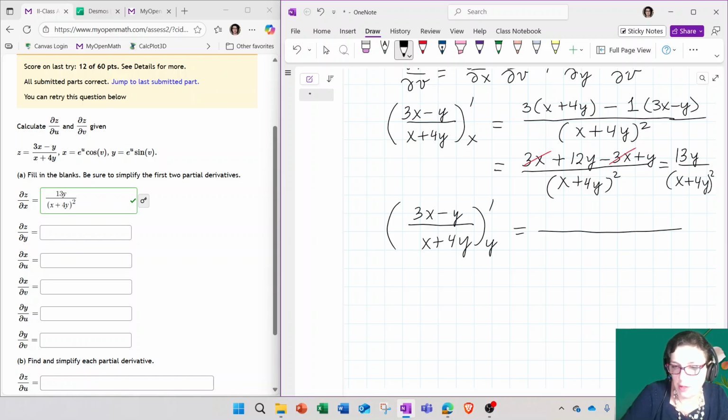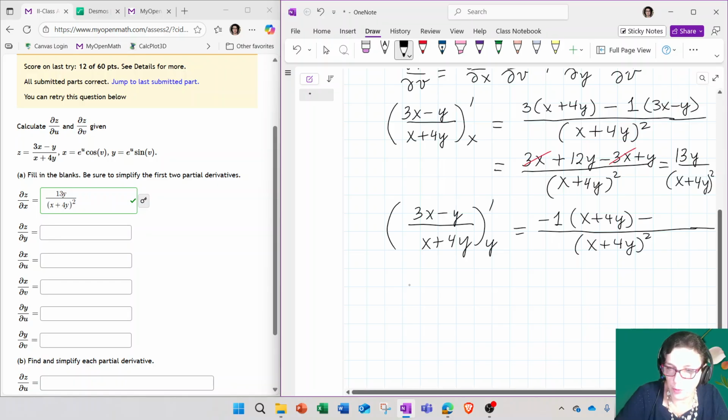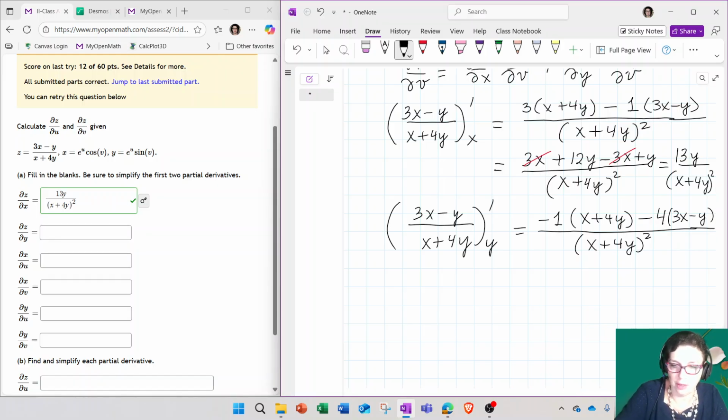So again, another fun quotient rule, which is going to be x plus 4y squared, right? And then now we're taking the derivative of the top with respect to y, which is -1, right? Because 3x doesn't have a y, so it's going to drop out. And derivative of -y with respect to y is -1. Okay, so multiply that by the bottom with no change. And then minus derivative of the bottom, which is 4, multiplied by the top with no change. So hopefully you understand that x will go away because it doesn't have a y, and derivative of 4y is 4. And again, we cannot do anything with that bottom.